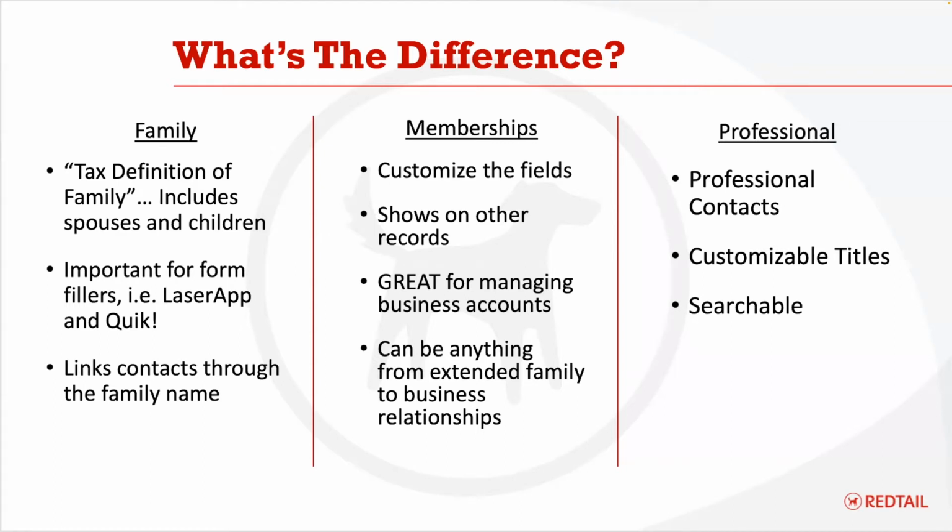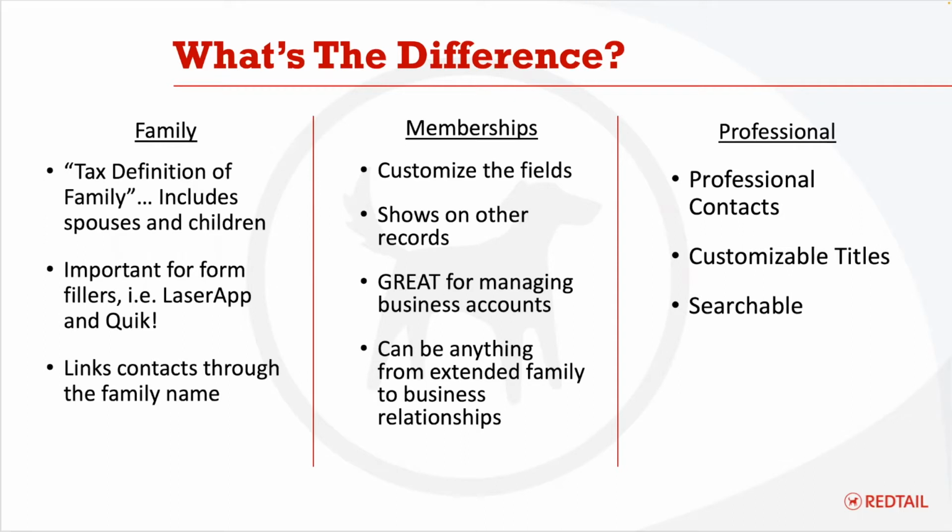Now, we can link contacts through a family name. So this will also help link accounts. It can also help connect people by giving them different titles like head of household, spouse, and dependent, which are all searchable fields. Now that brings us into the big question, which is, well, what do I do with everyone else? Not everybody falls into the tax definition of the family. And that is absolutely a-okay, because we have a whole separate area where we can store those relationships called memberships.